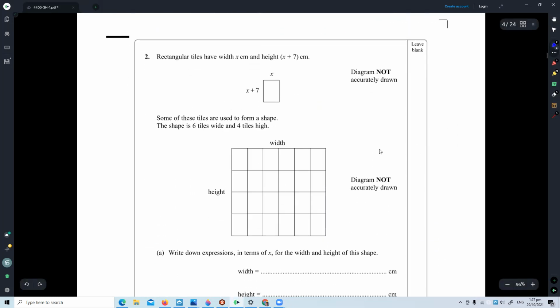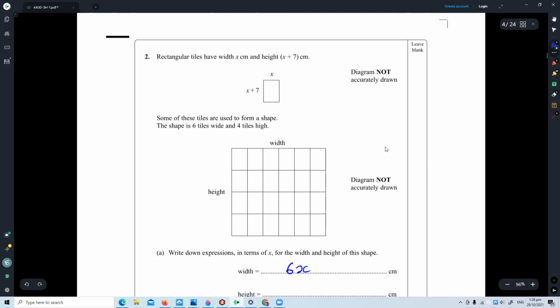Rectangular tiles here in question 2 have width x and height x plus 7. Some of these tiles are used to form a shape. The shape is 6 tiles wide and 4 tiles high. Write down an expression in x for the width and height. The width should be 6 times x, so I'm just going to say 6x.